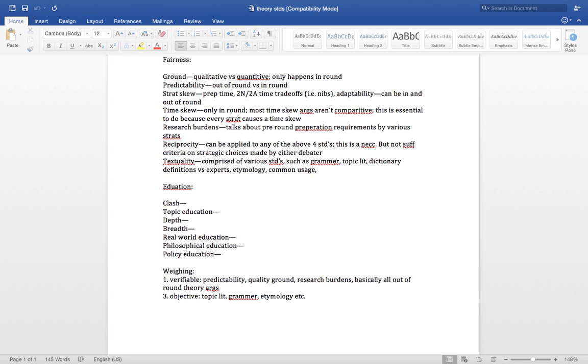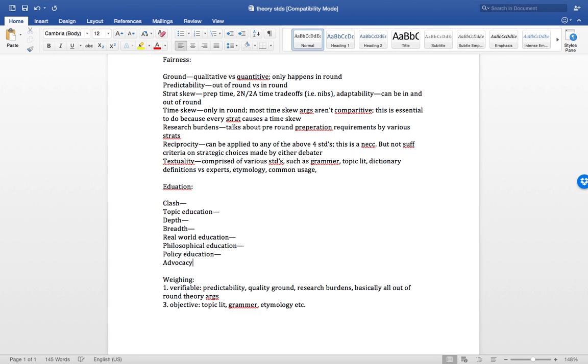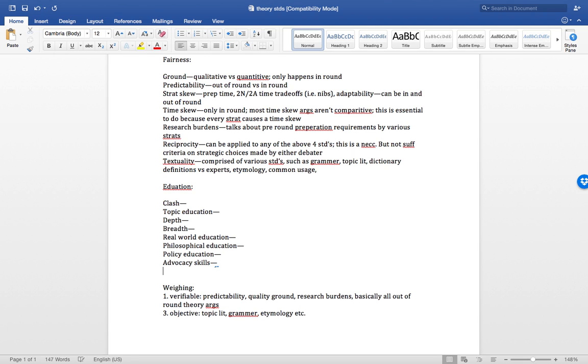So, the standards in education that I want to discuss with you are clash, topic education, depth, breadth, real world education, philosophy education, and policy education. I guess we should also add advocacy skills to that list. That's a new standard that has become more popular in the last 2-3 years.